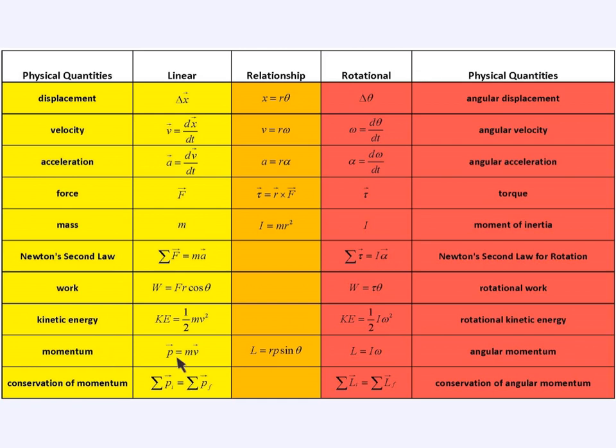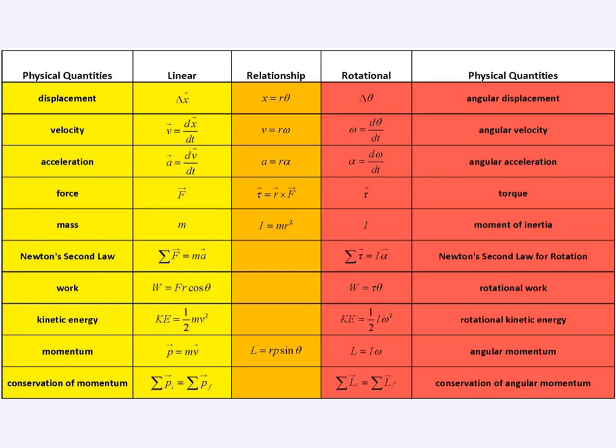Then linear momentum was P is mv. Angular momentum is moment of inertia times angular velocity, and there is a relationship between them. So the angular momentum is actually the cross product between the lever arm and the momentum. So it's displacement times momentum times sine theta, and this looks very similar to what we had for torque. So torque was r F sine theta, angular momentum is r p sine theta. So there is a relationship between these two equations.